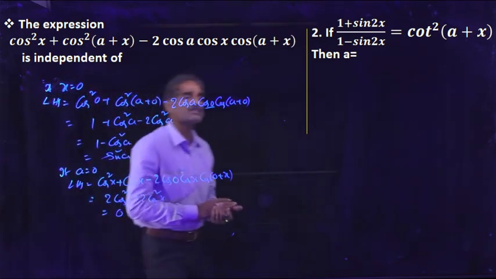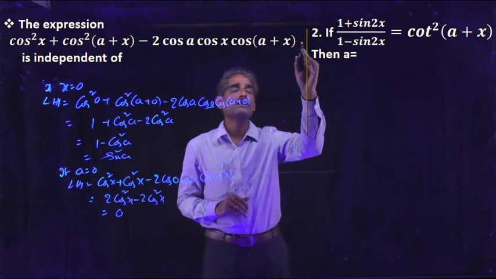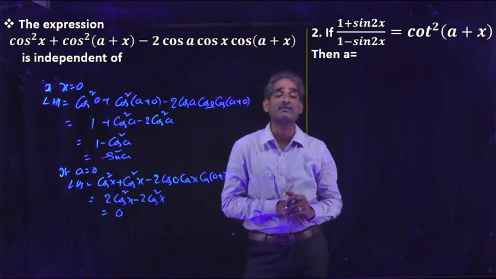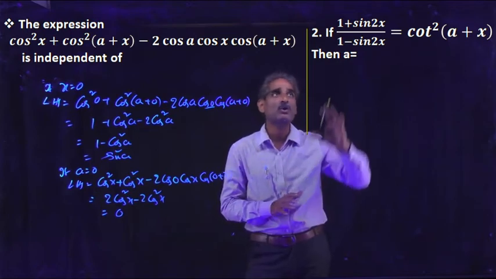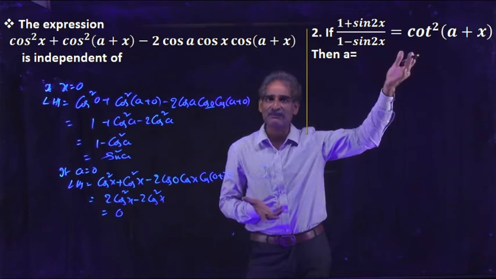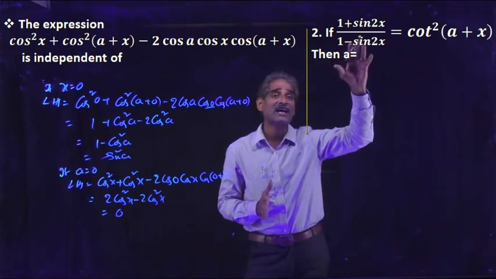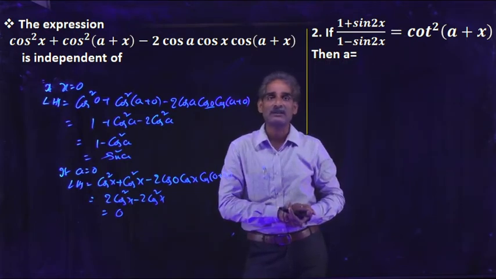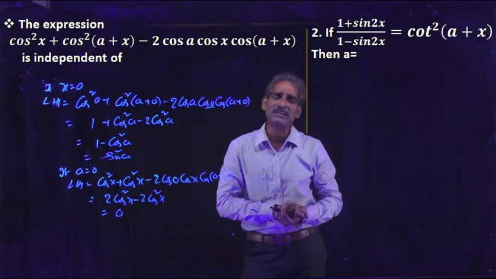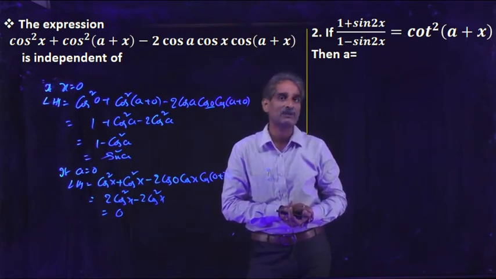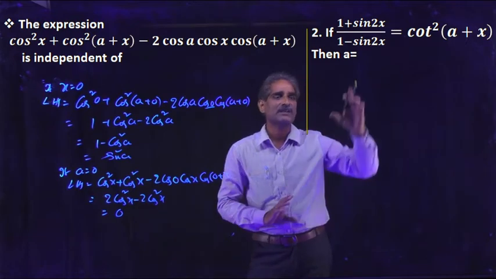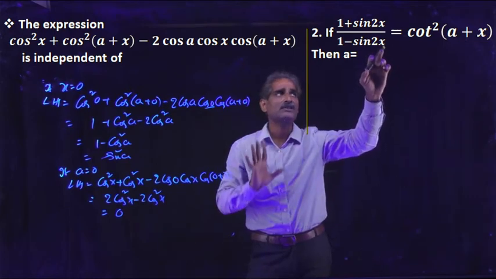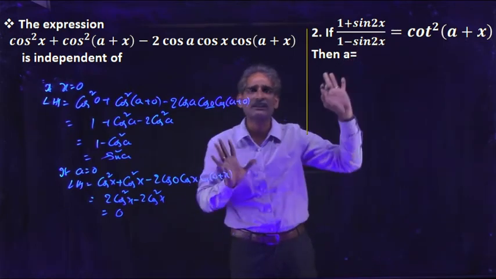Okay, let's see the second one. Here, if (1 plus sin 2x) by (1 minus sin 2x) is cot square of something, then what is the value of a? We have to express it as cot square or tan square. Understand? (1 minus cos) by (1 plus cos) or (1 plus cos) by (1 minus cos) is there, so there is a chance to get tan square or cot square, because tan square theta by 2 equals (1 minus cos theta) by (1 plus cos theta). If cos is there in place of the sine function, there is a chance to get tan square or cot square. Just simply write sin 2x in terms of cos.